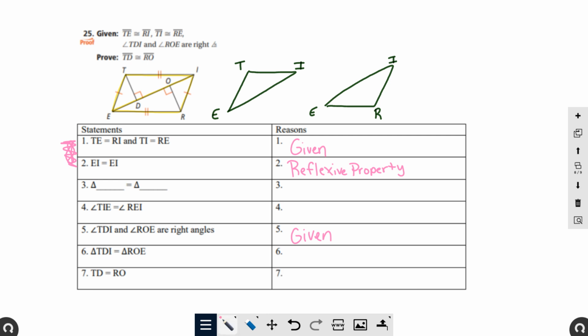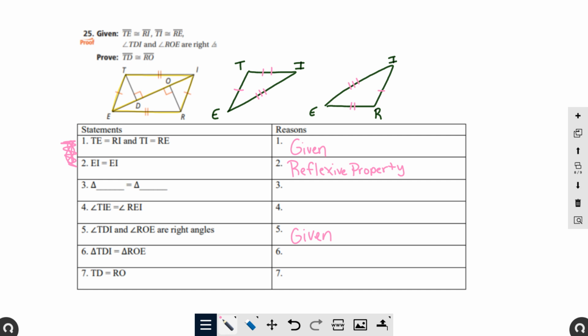Now let's mark the things that are congruent again, just so we can see them one more time. TE is equal to RI. TI is equal to RE. EI is equal to EI.